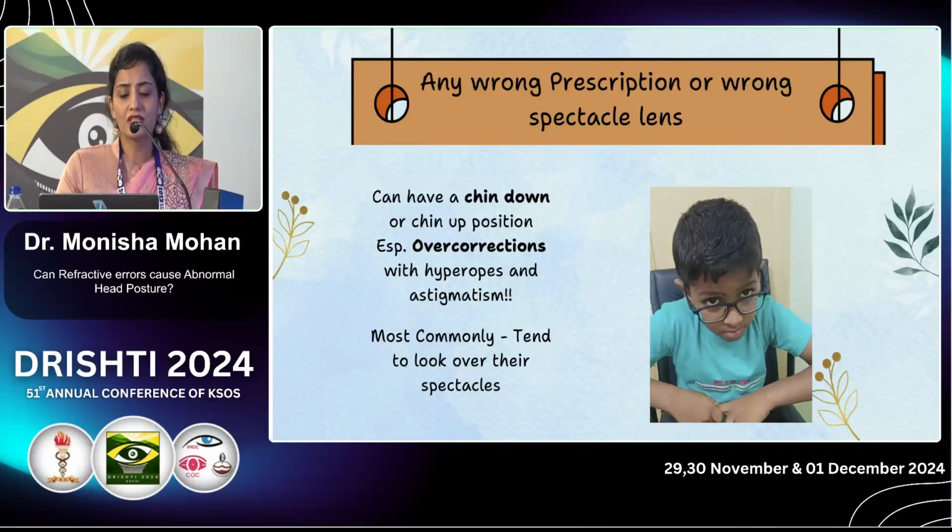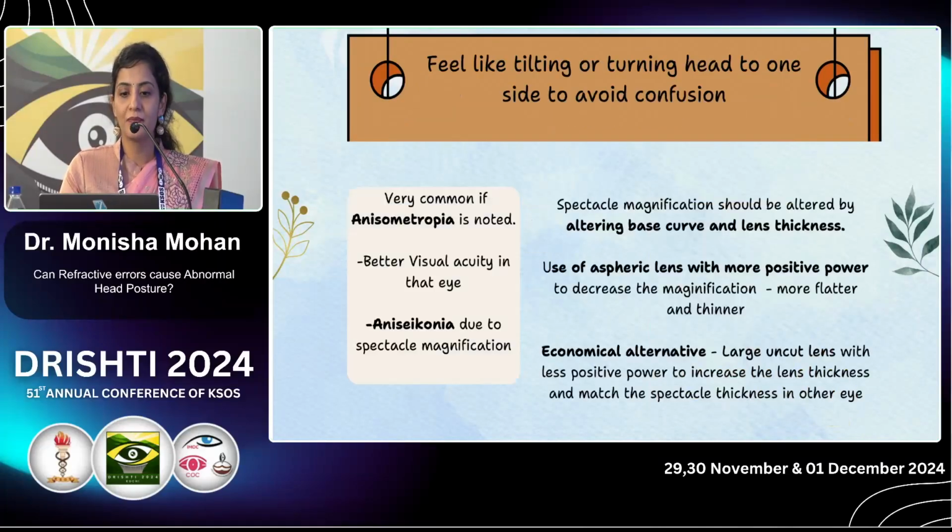So with any wrong prescription or wrong spectacle lens, patients can have a head posture because they cannot tolerate it, especially overcorrections with hyperopes and astigmatism. They tend to look over their spectacles. And some children may feel like tilting or turning the head to one side to avoid confusion. This is very common in anisometropia. They tend to use the better seeing eye for that.